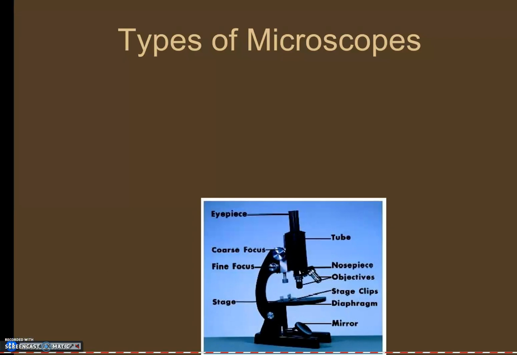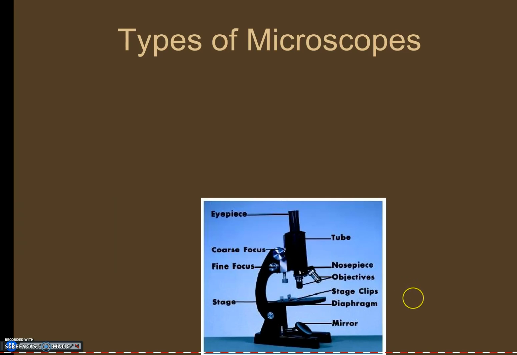This is the second recording for the cell unit in biology at Limestone Community High School with Mrs. Stout. In this section, we're going to talk about the types of microscopes that can be used really to look at anything small, but of course the cell itself, different types of cells, and the different parts of the cells.